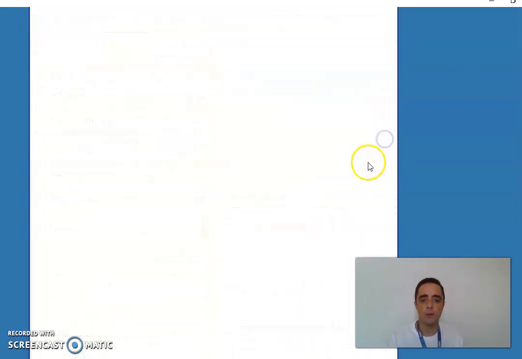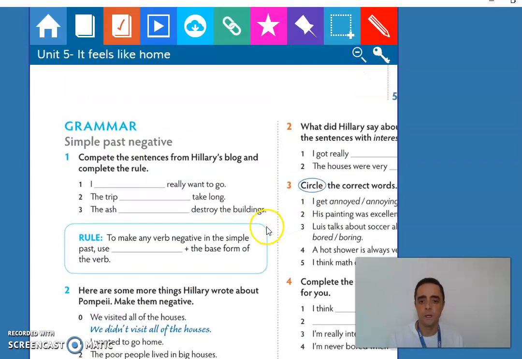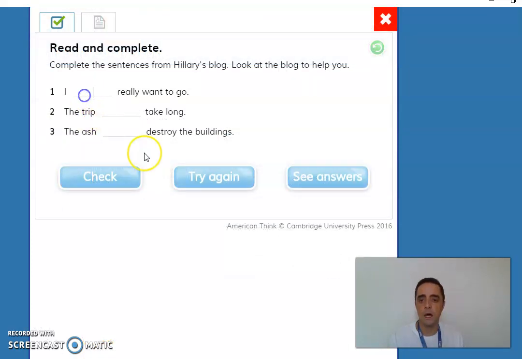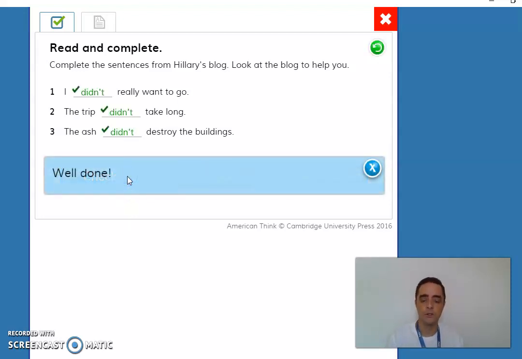So let's go back to the other page and put it here. Let me see if I can go to the answers page. So I didn't really want to go. The trip didn't take long, and the ash didn't destroy the buildings. So 3 sentences in the simple past. What can you realize and tell me about the construction of the simple past?